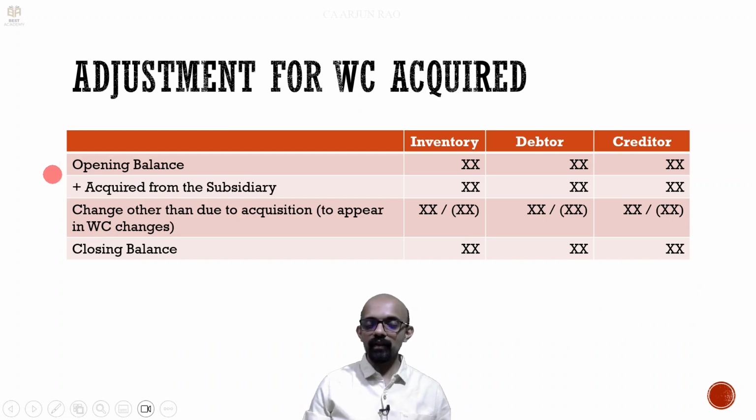So in that previous entry, we had inventory, debtor, creditor. These were the working capital items. We have opening balance plus acquired from the subsidiary and then closing balance. The balance will represent change other than due to acquisition. That will appear in working capital changes when cash flow statement is being prepared under indirect method, right?